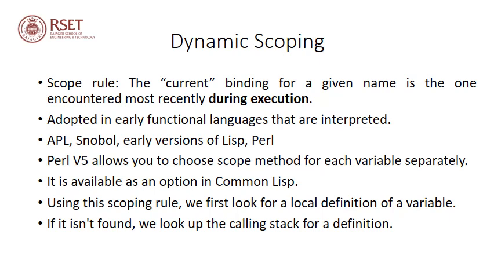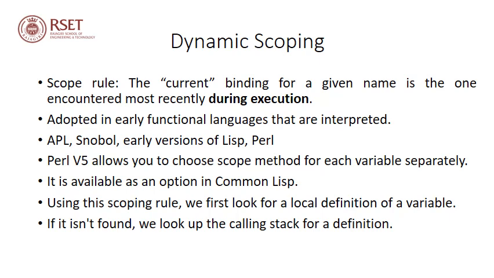It is adopted in early functional languages that are interpreted. APL, Snowball, early versions of Lisp and Perl are examples. Perl v5 allows you to choose the scope method for each variable separately. Remember the keywords my and local. We have seen examples pertaining to each. Dynamic scoping is also available as an option in Common Lisp.